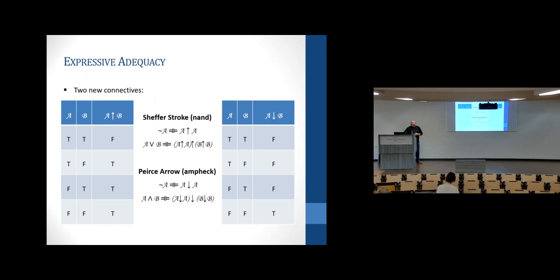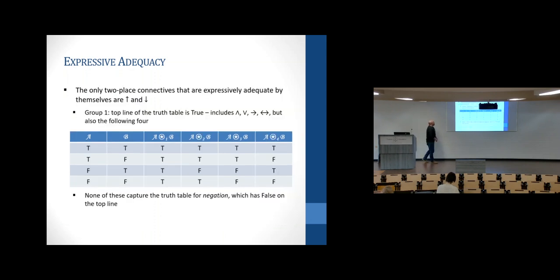So here's something really cool. The only two-place connectives that are expressively adequate by themselves are those two I've just introduced you to: NAND and Peirce's arrow. We could have done all of TFL with them. So first, let's show that nothing else would do. To show that, we can think about all of the possible two-place connectives we could have had. All possible truth-functional two-place connectives.